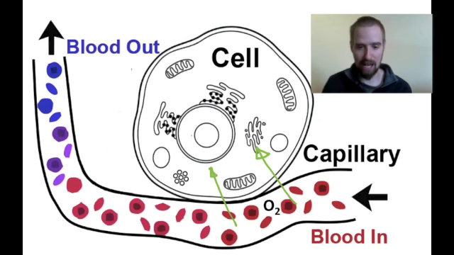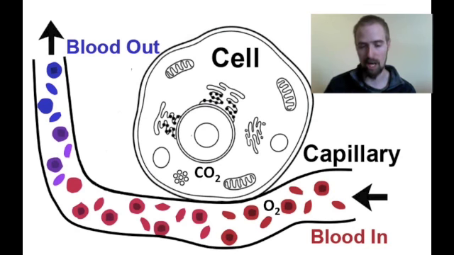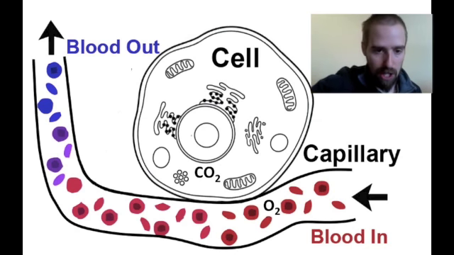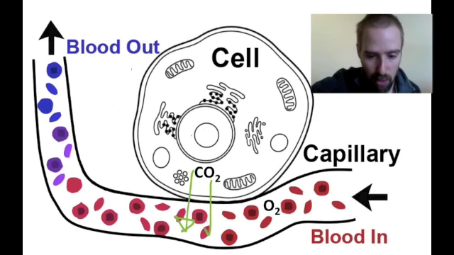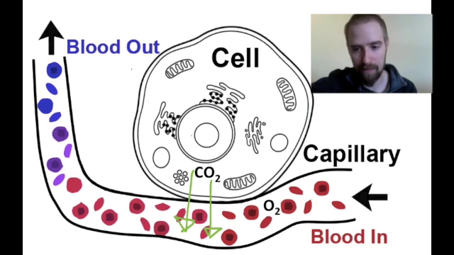Once again, at the same time, our cell is exchanging that for a different gas, in this case CO2. And because our cell has a high concentration of CO2 and our capillary has a low concentration of CO2, CO2 diffuses out of our cells and back into our capillaries, where it can be taken back to the lungs, and that CO2 can be exchanged for more oxygen, and the process begins all over again.